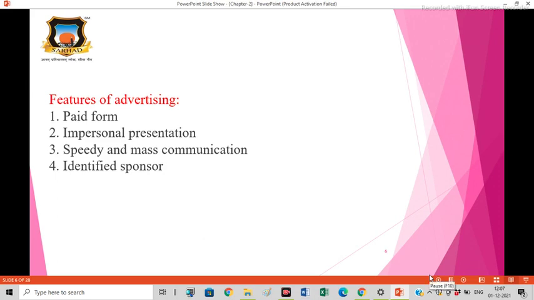The fourth feature is identified sponsor. Another feature of advertising is that its sponsor can be identified. Whenever we come across an advertisement, its sponsor is easily recognized. The sponsor may be the seller or the producer of that product or service.